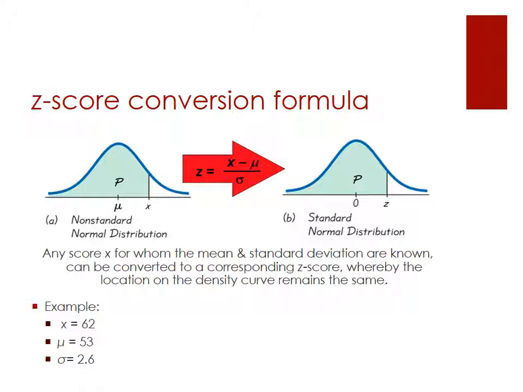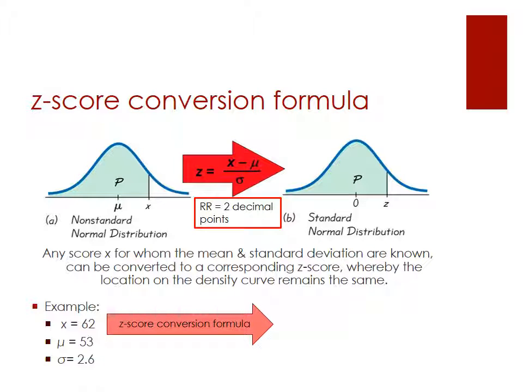So let's take a look at an example of this. Let's take a problem where we have an x of 62, we have a mean for our population of 53, and we have a standard deviation for our population of 2.6. Let's use the z-score conversion formula. So plug that into your formula, process it, and then once you've got your answer, move on to the next page and let's check it together.